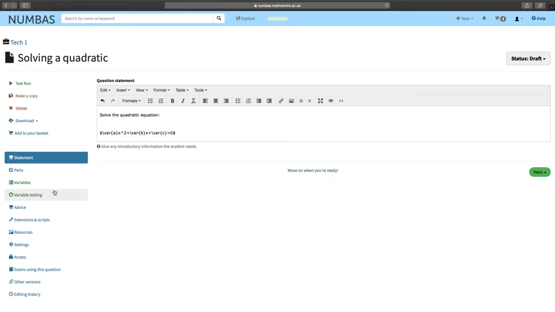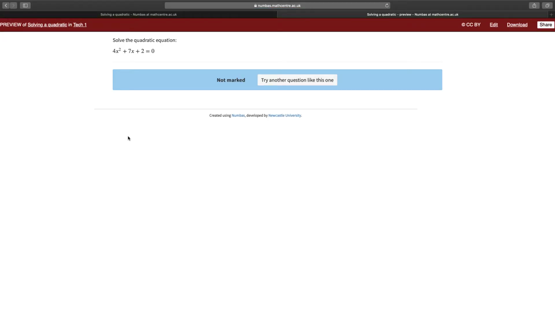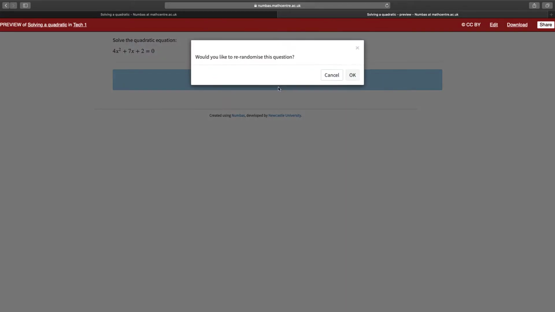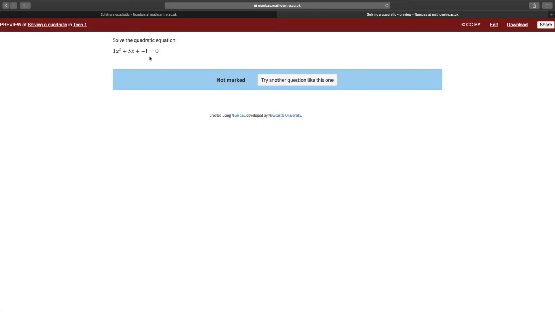And so that's it. Now, see if we hit test run now, we can see what it's going to actually look like. Right? So that one looks quite nice. But if we do this a few times, you'll start to see, look, here we've got 1x squared, that doesn't look that nice, plus 5x plus minus 1, again, that doesn't look that nice, right?